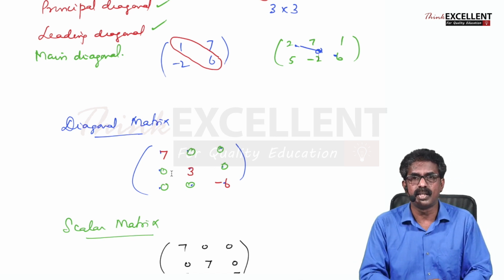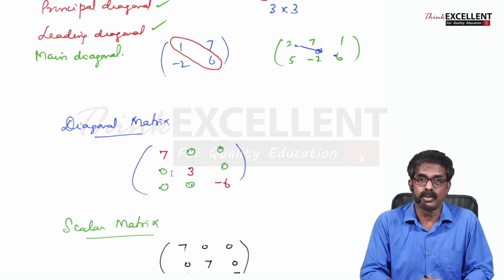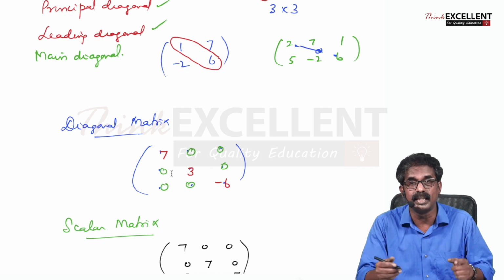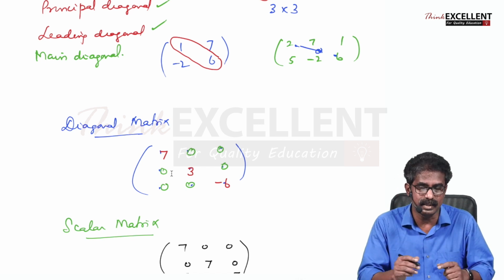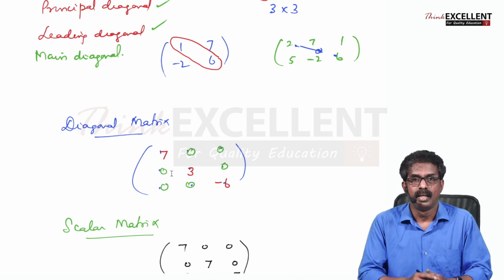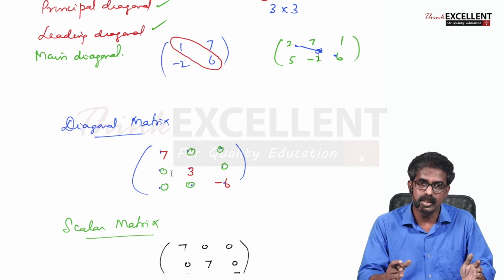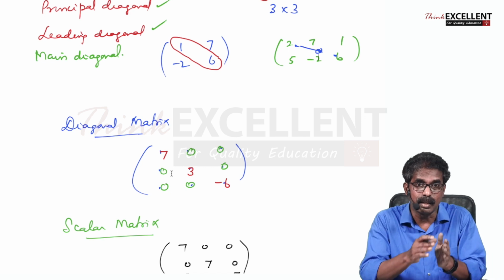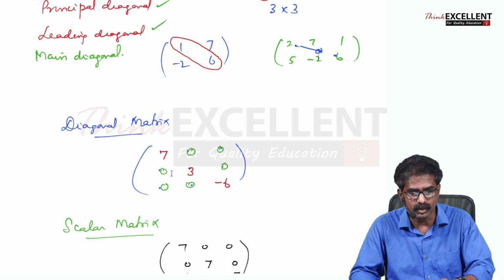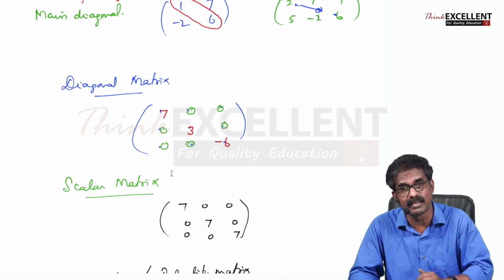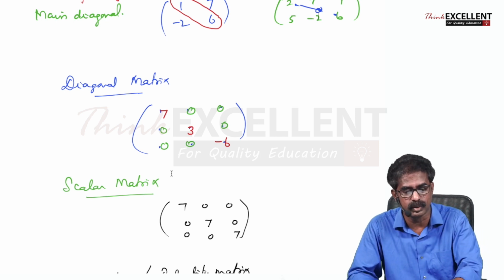So suppose if they ask, define scalar matrix, what do you write? You start with a square matrix, right? A square matrix is said to be a scalar matrix if all the elements except the diagonal elements are zeros, and one more condition, the diagonal elements are all the same. Then we call it as what? Scalar matrix. Diagonal elements are the same, 7, 7, 7. All other elements are zeros.